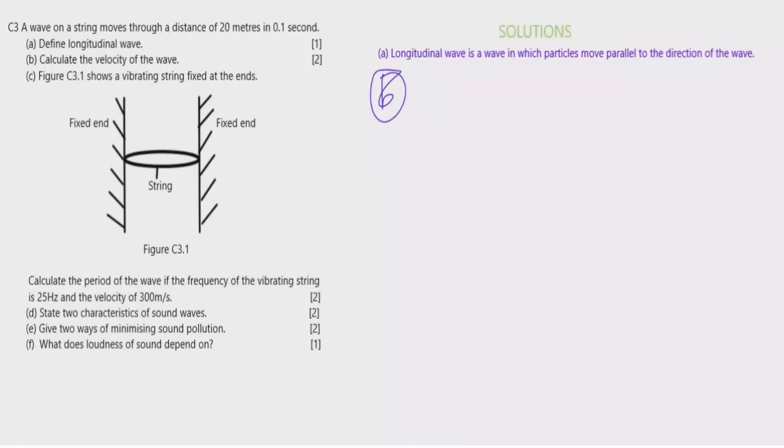To calculate the velocity of the wave, we're going to use velocity is equal to distance over time. So what is the distance? We are told that it is 20 meters, which is going to be m over time, that is 0.1 seconds.